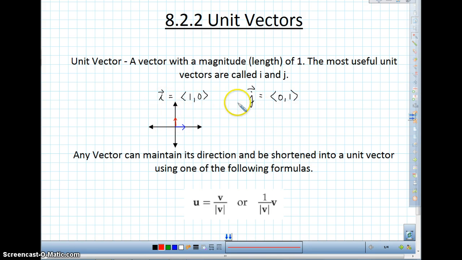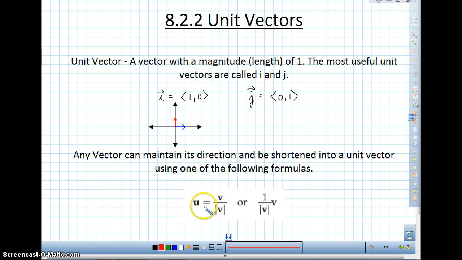In the last part of this lesson, we're going to learn how to use the I vector and the j vector to describe any other type of vector. But before we do that, I want to show you how you can change any vector into a unit vector. You can have a vector that points in any direction, and you can shorten it into a unit vector by using one of the following formulas.